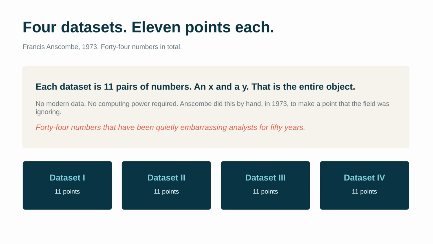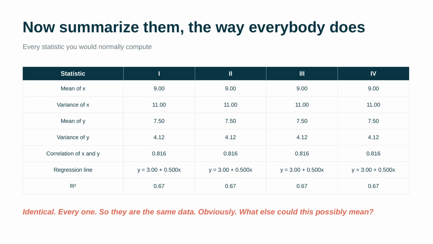In 1973, a statistician named Francis Anscombe published 4 small datasets. Each one has 11 points. Each point is just an X and a Y. That is the whole thing. 44 numbers. Nothing complicated, nothing modern, no computing power required. And yet these 4 datasets have been quietly embarrassing analysts for 50 years because of what happens when you summarize them instead of looking at them. Now let's do what everybody does.